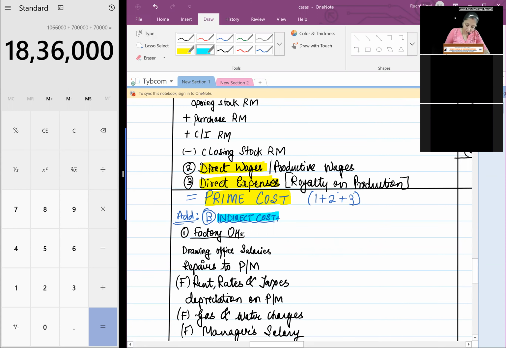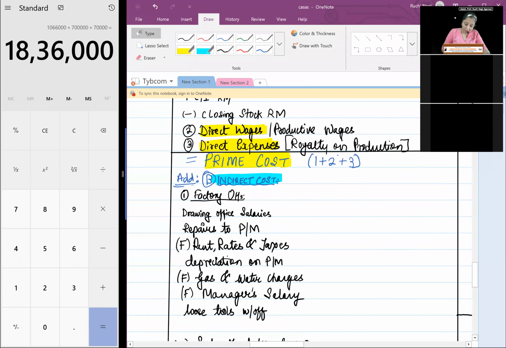Okay. Next, come to indirect cost. Add indirect cost. What are we supposed to calculate? Why are we doing cost sheet? To calculate what? To calculate cost price of a product. Right? The cost price, how do you get cost price? Direct cost plus indirect cost is cost price. Now I will add my indirect cost. In indirect cost, how many costs you have? We have 3: factory, admin, and selling and distribution. Next is factory.